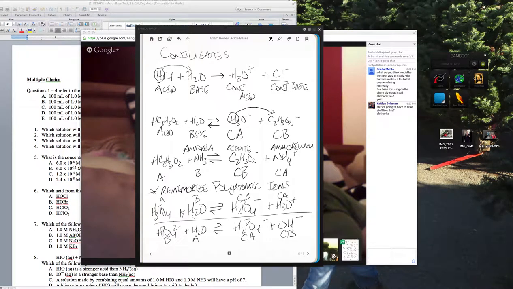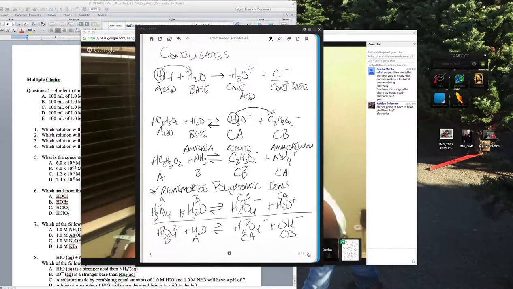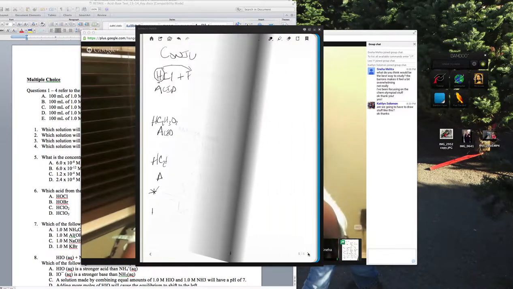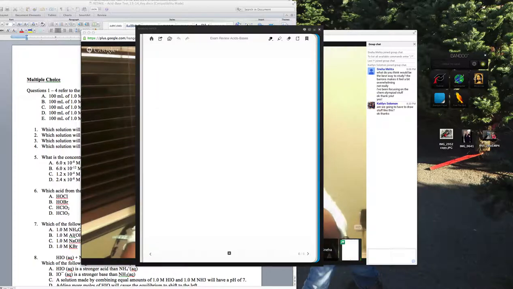Say again? We got our buffers also. Yes, we're getting there. Because what's the definition of a buffer? Do you guys remember that? Was that like a weak acid and conjugate base? Yes, good. So that's why we had to cover this.